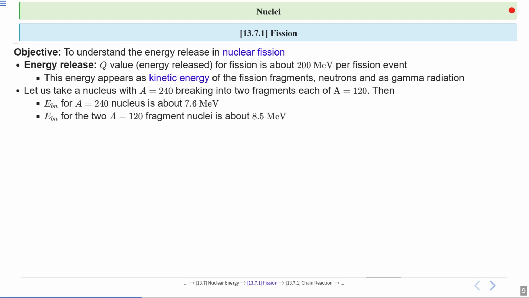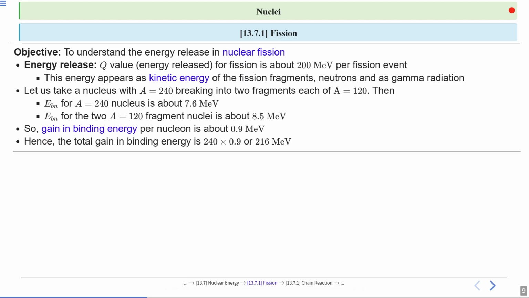For the two resulting fragments, each with A equal to 120, where A is the mass number, the binding energy per nucleon increases to about 8.5 mega electron volt. This means that nucleons in the smaller nuclei are held together more tightly than in the original larger nucleus. So the gain in binding energy per nucleon is about 0.9 mega electron volt. The increase in binding energy per nucleon is what drives the release of energy.